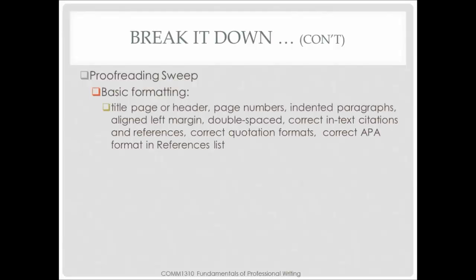The final stage is proofreading. Proofreading should always be done last. Proofreading is intended to uncover errors in spelling, punctuation, sentence structure, and word usage. First, check for basic formatting. In most social sciences, including communication, education, and psychology, you should follow the APA guidelines for formatting the title page or header, page numbers, indented paragraphs, margins, spacing, citations, and references, quotation formats, and so on.